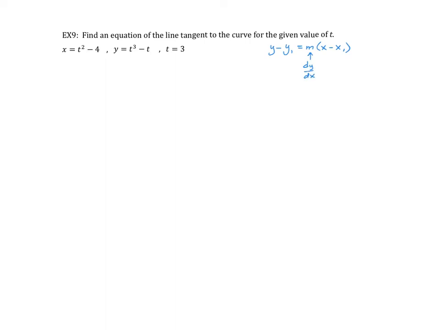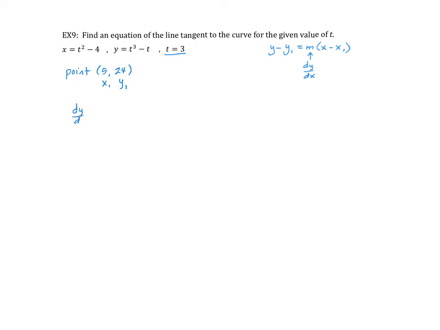I know everybody knows this, but sometimes people forget. So how do I get the point? Well, I have a t value. All I have to do is put in 3 for t, and I have an x value of 5. So the point that I'm going to be using as my x sub 1, y sub 1 is 5, comma, put in 3 for t, and the y value is going to be 27 minus 3, or 24. So this would be my x sub 1, y sub 1. I just need my slope.